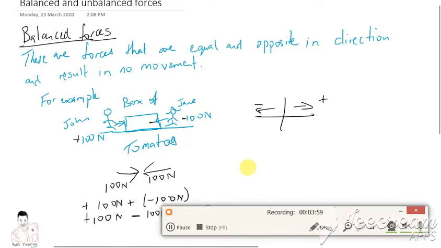Now, the next force that we're going to talk about in the next video is going to be unbalanced force. And with you understanding balanced forces, it's basically going to be the opposite, right? When we talk about unbalanced forces.